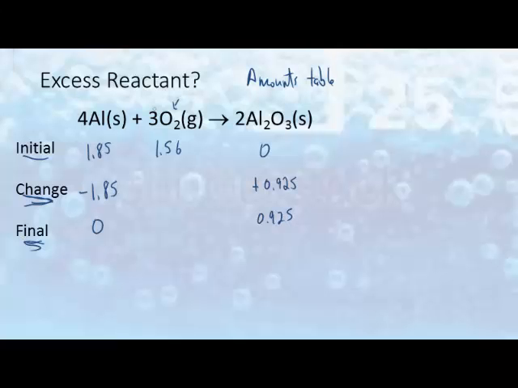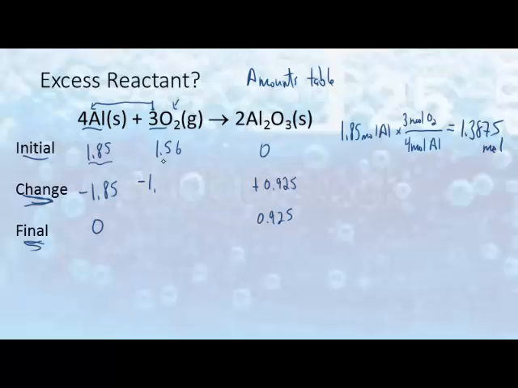To do that, we use the molar relationship in the balanced equation between aluminum and oxygen. We know that 1.85 moles of aluminum are reacting. So you take what you know, 1.85 moles of aluminum, put that on the left, and then figure out how many moles of oxygen that will react with. So it's 3 moles of O2 for every 4 moles of aluminum. And that'll tell you how many moles of O2 are reacting. That comes out to 1.3875 moles of O2 reacting. And I'll just use the extra significant digits for now.